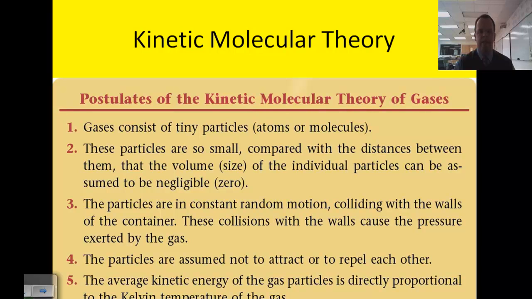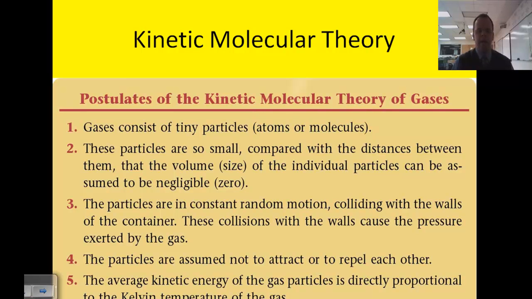In this final video on the gas laws chapter, we're going to look at kinetic molecular theory and then why we have deviations from the behavior predicted by the ideal gas law. Kinetic molecular theory is the basic theory behind the ideal gas law. It's based on 5 principles.